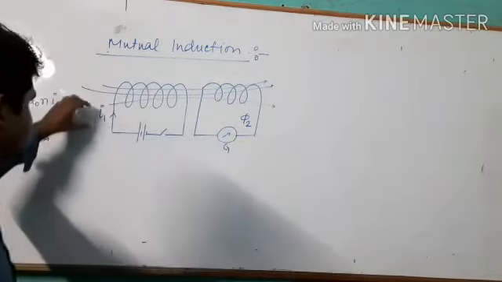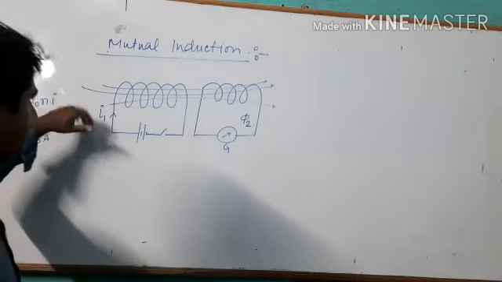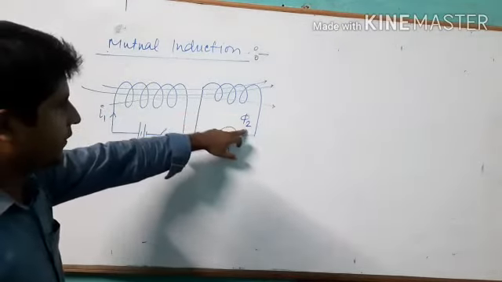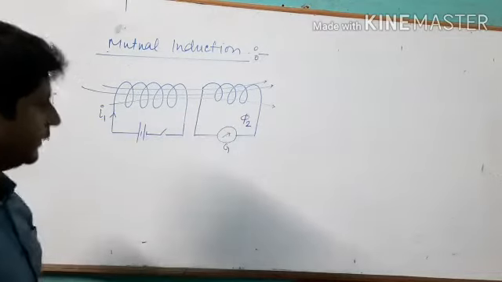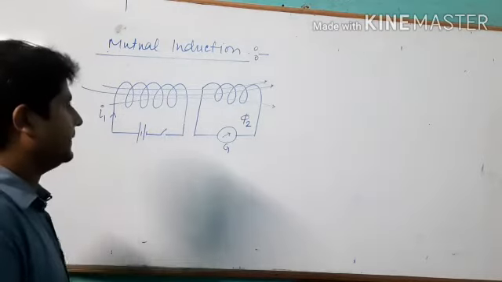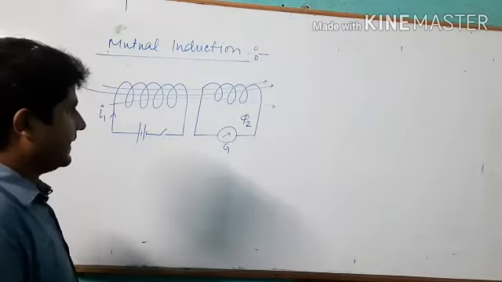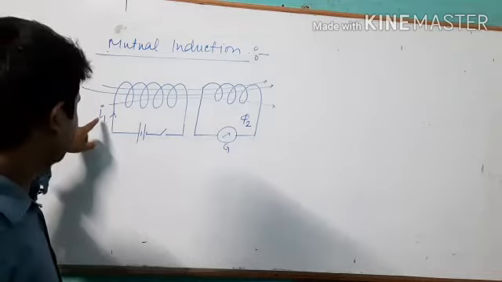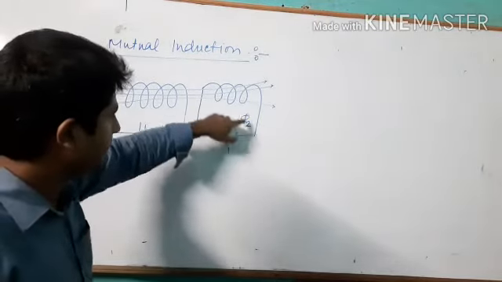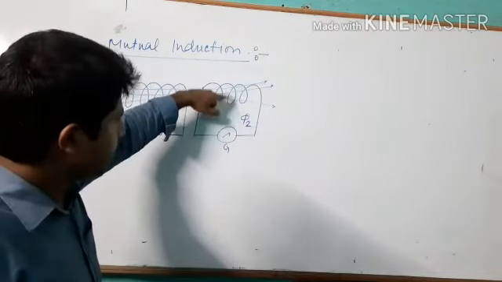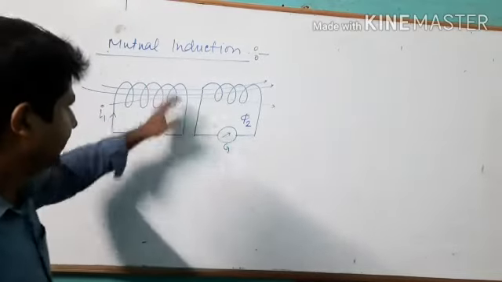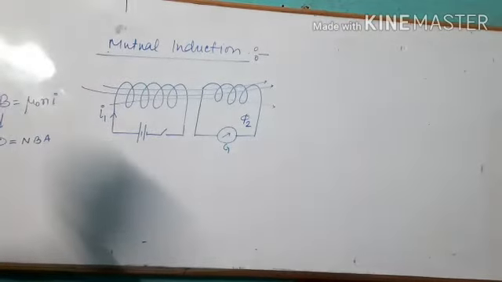Suppose this current is increasing, it means B will increase, and increasing B increases the value of phi 2, that is flux. Now we know that if there is change in flux linked with any coil, then it produces EMF in that coil. So if we increase I1, then phi 2 will also increase, and due to the increase in phi 2, another EMF is induced in the second coil. So the current will flow through this coil, and this phenomena is called mutual induction.